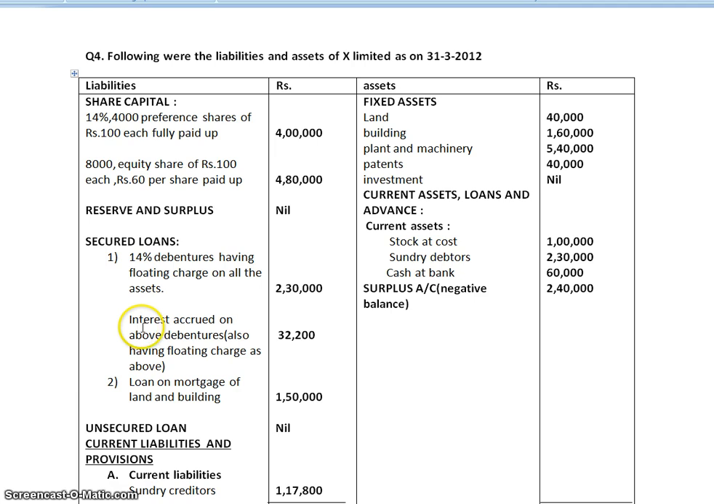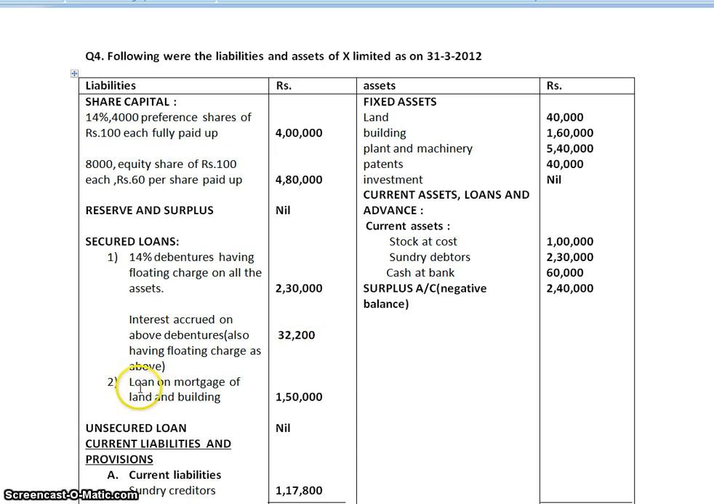Next, we have interest accrued on the above debentures, also having a floating charge as above. That means if there is any interest which is outstanding, which is due, or which is not yet paid, then that interest is also to be provided. And they can claim over all types of assets. So that is 32,200.